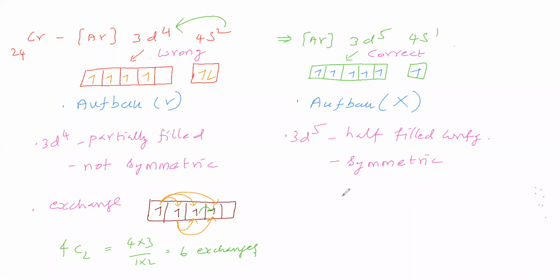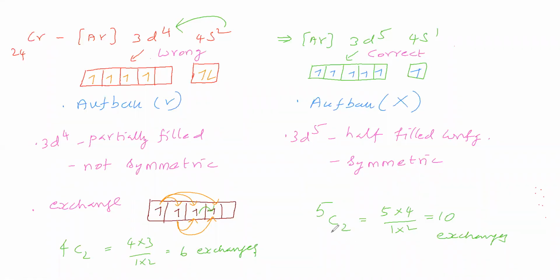Now in 3d5, 3d5 means 5 unpaired electrons. Two electrons can go for exchange, therefore 5C2, which is 5 into 4 by 1 into 2. Therefore, it is equal to 10 exchanges possible. So 3d5 goes for 10 exchanges, and 3d4 goes for 6 exchanges.